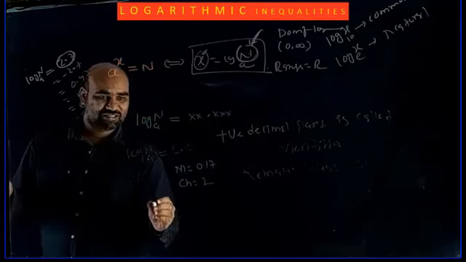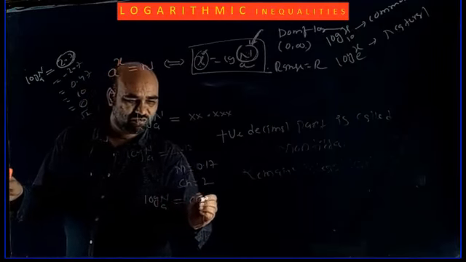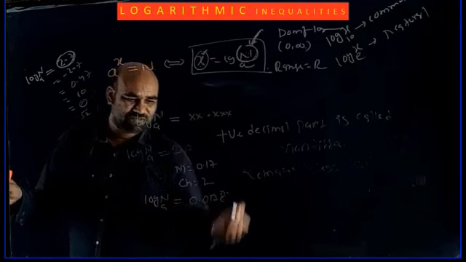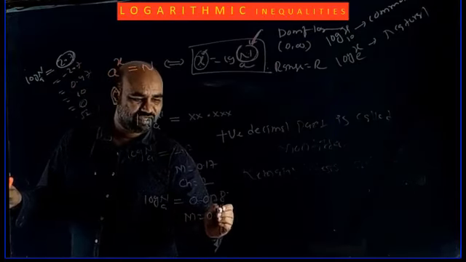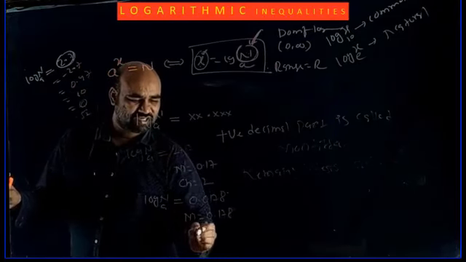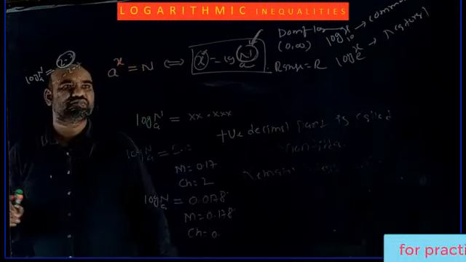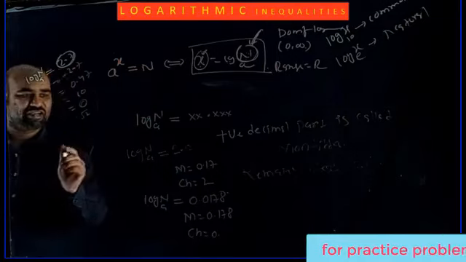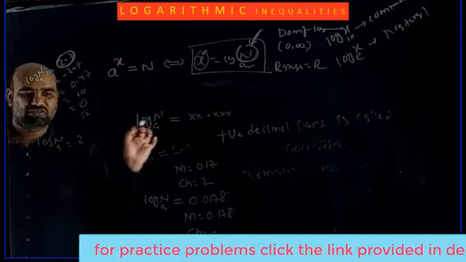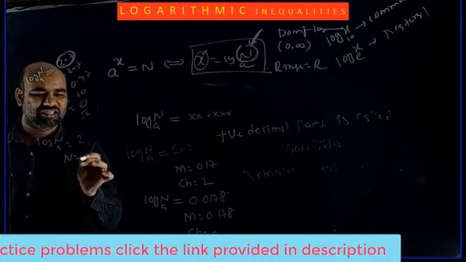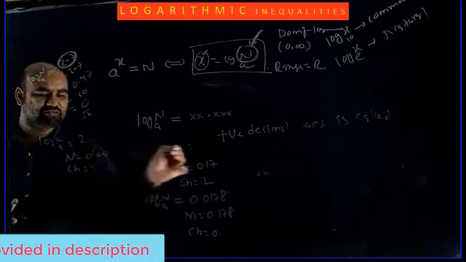I want to take another example. Logarithm of some n base a equal to 0.178 is given. Mantissa is nothing but 0.178 and characteristic is nothing but 0. Another example I want to write here. Logarithm of n to the base a equal to just 2. Mantissa I can write 0.00. Characteristic is 2.